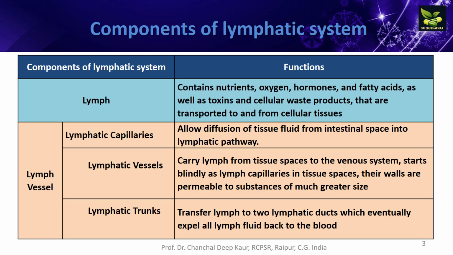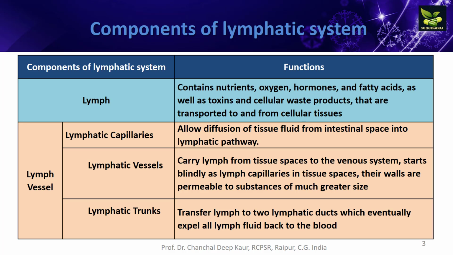As you all know, lymph contains nutrients, oxygen, hormones, fatty acids, as well as toxins and cellular waste products. They are transported to and from cellular tissues. Then come lymph vessels, in which you can see lymphatic capillaries, lymphatic vessels, and lymphatic trunks. Lymphatic capillaries allow diffusion of tissue fluids from interstitial space into the lymphatic pathway. And the lymphatic vessels carry lymph from tissue spaces to the venous system.